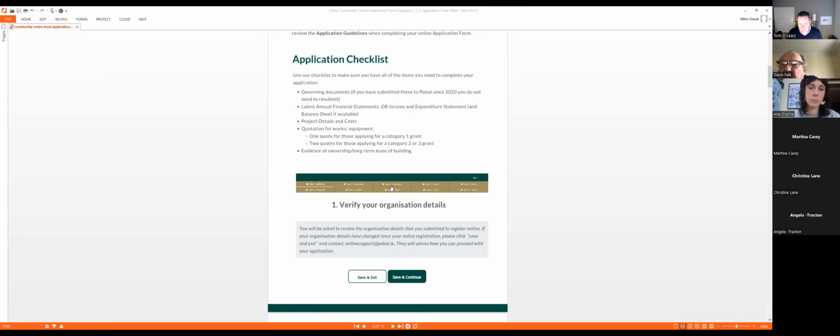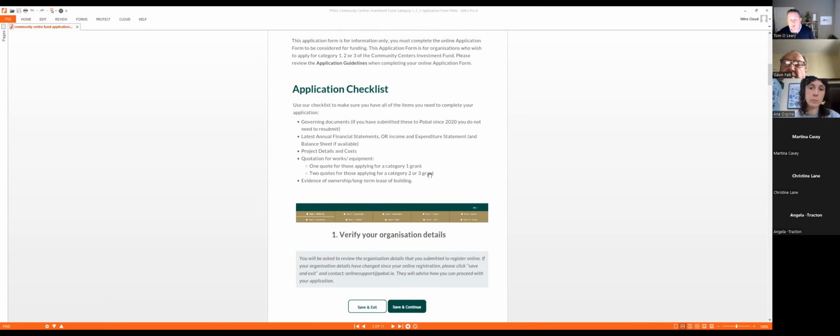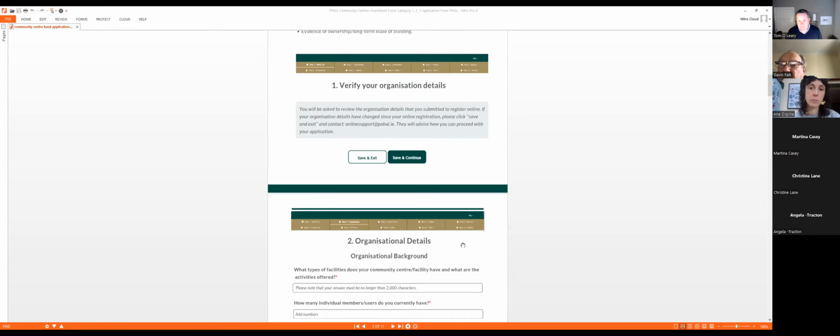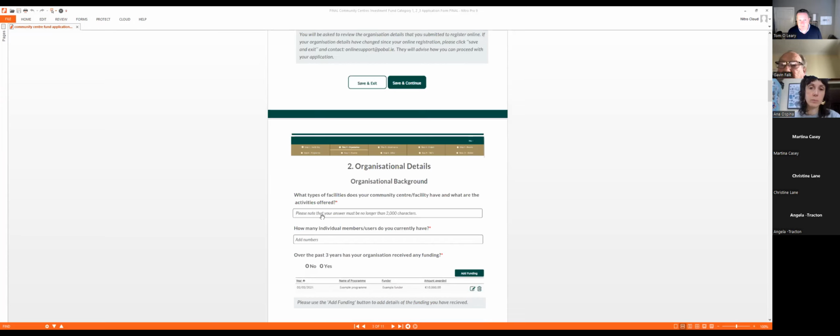This is going through the application form then. You'd be asked to verify your organization details. With this application, you have to register first. You have to register on the portal, get your access code and your password to access the portal. It asks you to verify your details, save and continue, and give your organization background. So now you're into what types of facilities your community centre has and what activities are offered. You're allowed 2,000 characters there.